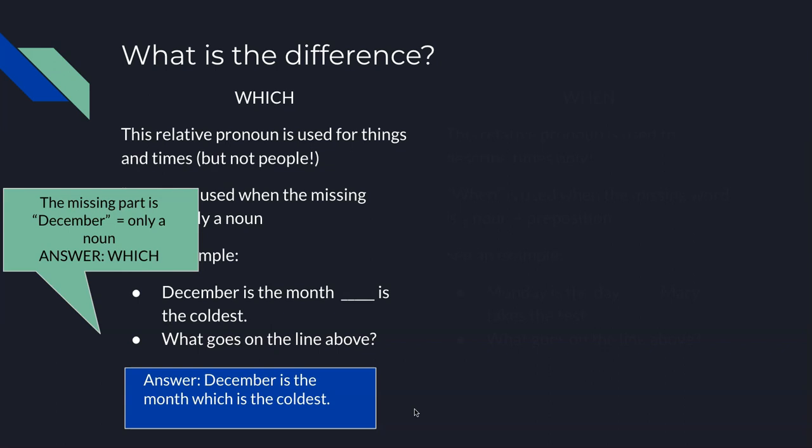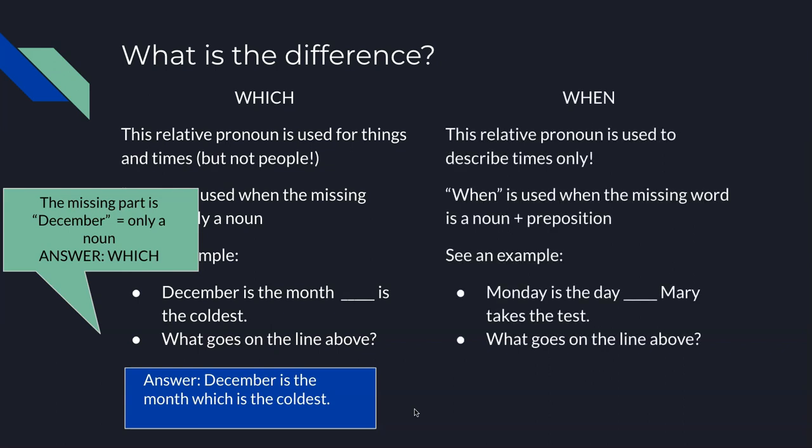What about when? When is a pronoun that we use to describe times only, to talk about times. And when is very similar to where. That means that when you use this, it is because the answer is a noun with a preposition. Take a look at this example. Monday is the day Mary takes the test. So if we want to combine, we would use when here.